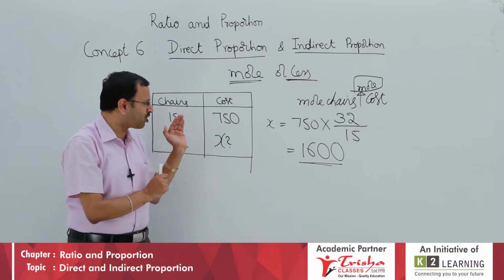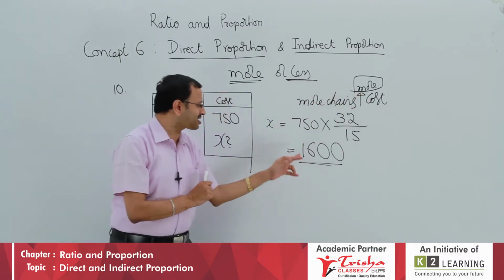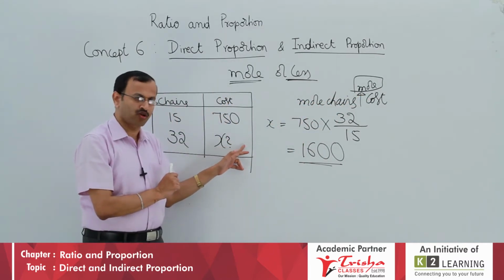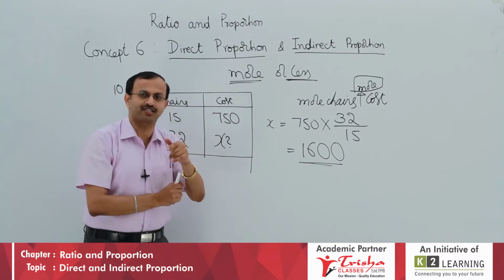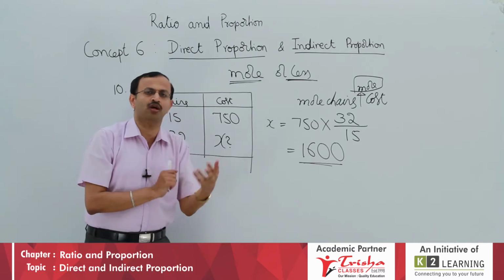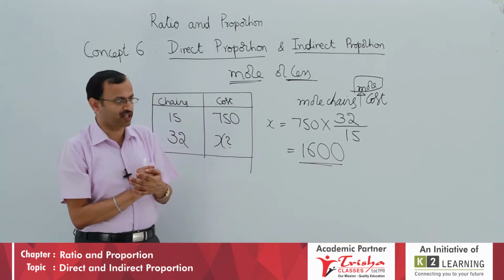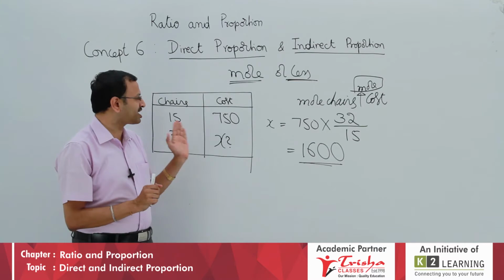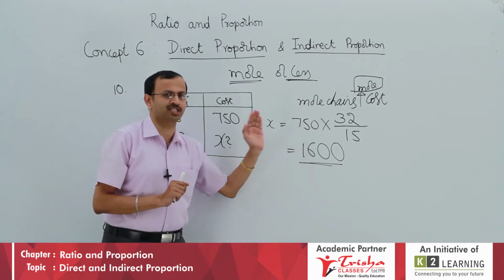More chairs, more amount, you said. Is this amount more? 1600 more. Is this more than 750? Yes, the amount 1600 is more than 750. So more amount you are spending, so it's correct. So finally we can conclude, more chairs, more cost, 1600 rupees.